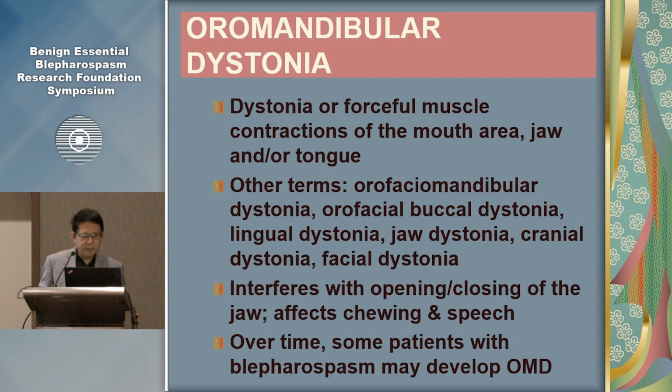So Oromandibular Dystonia refers to dystonia of the part of the cranium in the jaw. It usually involves the mouth, the jaw, or the tongue. Oro means mouth, mandibular means jaw. But there are other terms that are being used to refer to OMD, and your doctors might use these terms, or you might read these terms in your own readings.